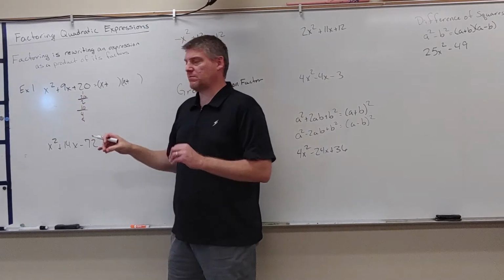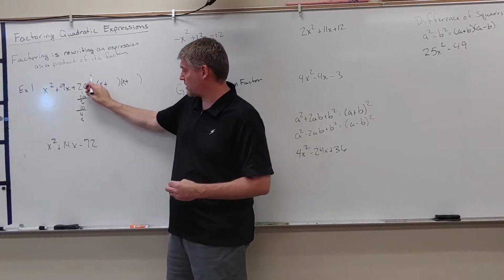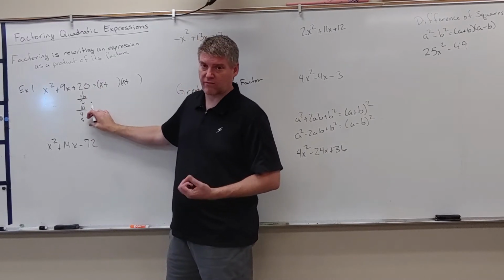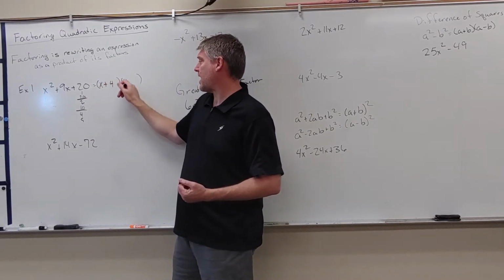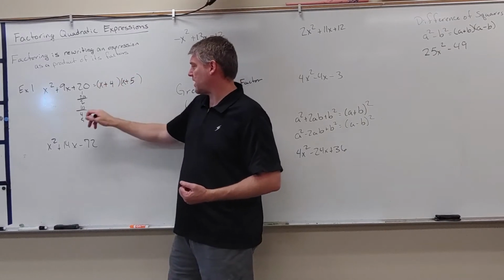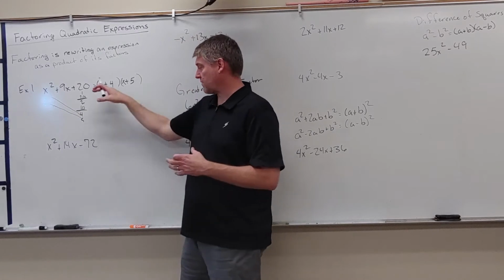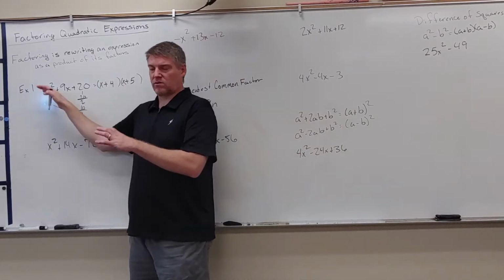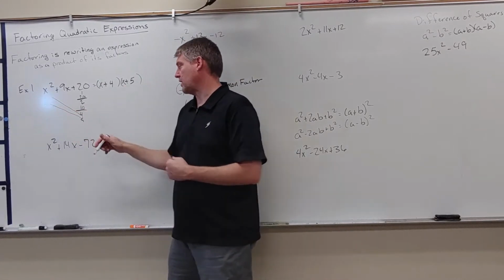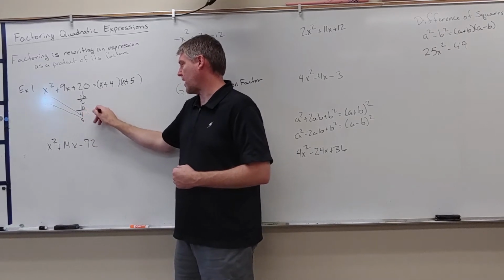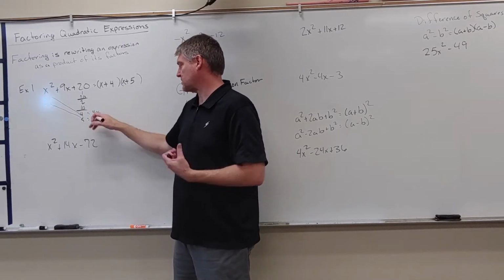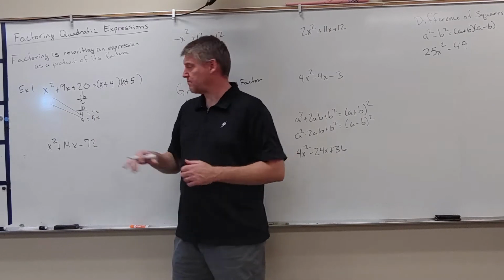I have to add them in such a way that they stay together. So 1 and 20 have to be together, 2 and 10, 4 and 5. Well, 4 and 5 add to give me 9. So now I would have it like this, okay? This doesn't make a whole lot of sense yet until we look here and say this is 4x, this is 5x.